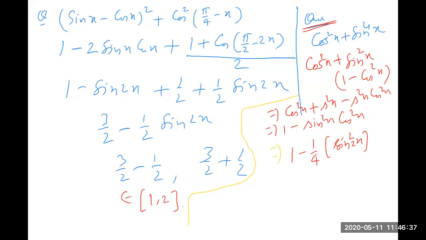And this we have already done. Sin square 2x will vary between 0 to 1. So 1 minus 0 to 1 minus 1/4. So the answer will be 3/4 to 1. This will be the answer of this question. Yes, very good, Arjan. Has everyone understood this?